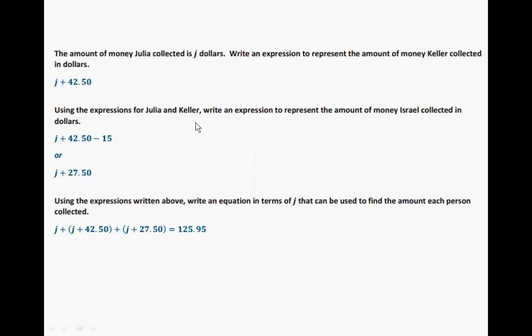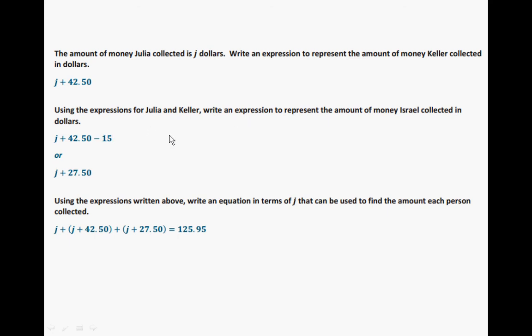All right, so now switching to a more algebraic way, let's say the amount of money Julia collected is J dollars. So write an expression to represent the amount of money Keller collected. Well, again, if Julia collected some amount of money and Keller collected $42.50 more, then we would represent that as the expression J plus $42.50.